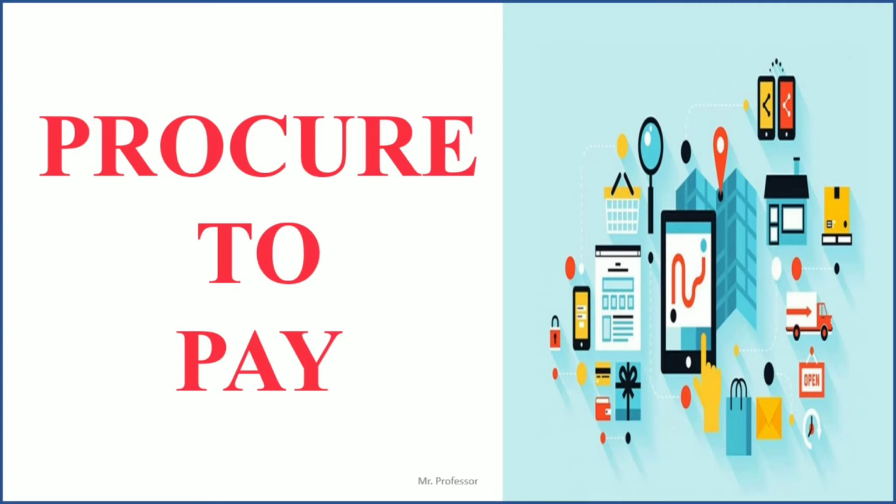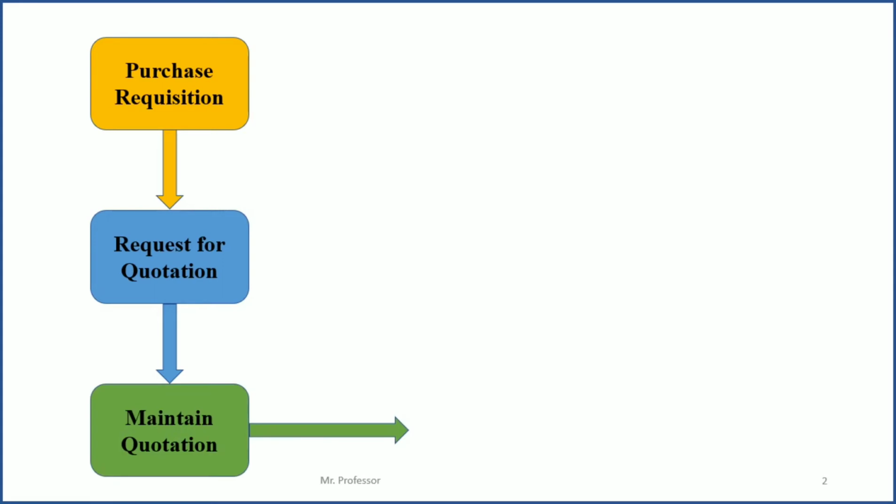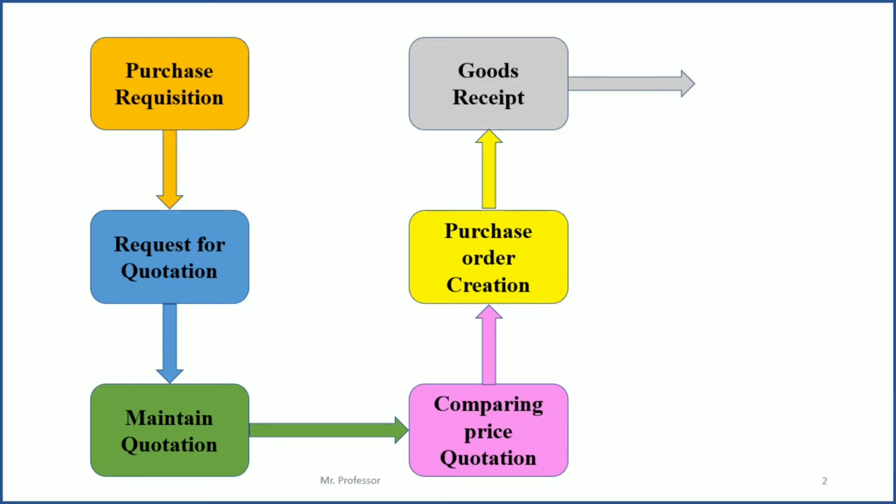Here we can see the process of procure to pay. Every organization acquires material or services to complete its business needs. The process of buying materials and obtaining services from vendors or dealers is called procurement. The steps required to procure material are purchase requisition, request for quotation, maintain quotation, comparing price quotation, purchase order creation, goods receipt, and invoice verification.